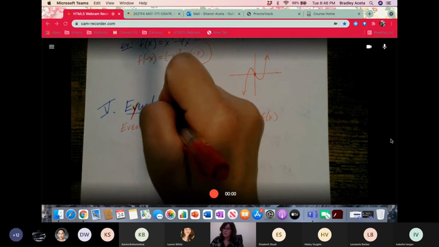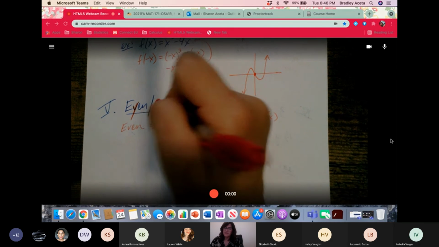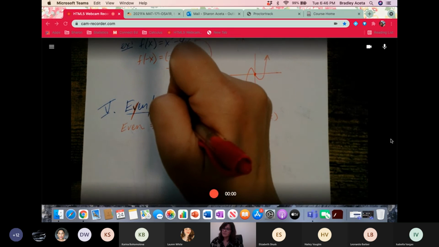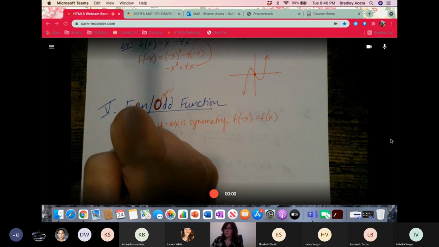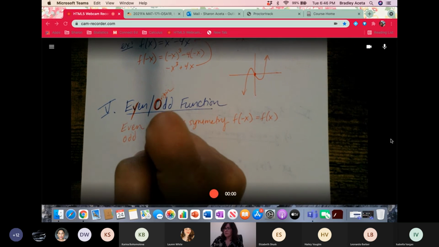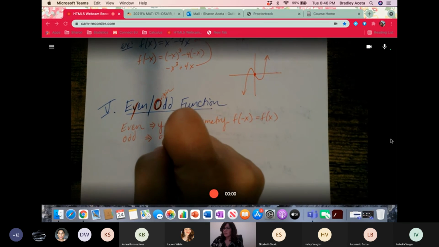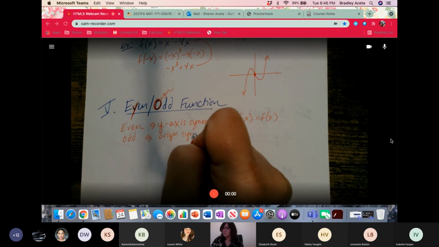Odd, see that O right there? Odd is origin. Odd has origin symmetry.